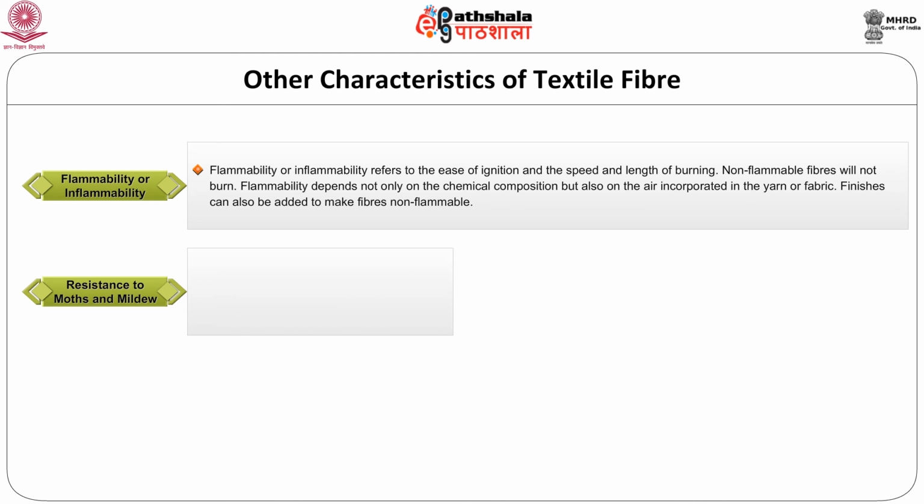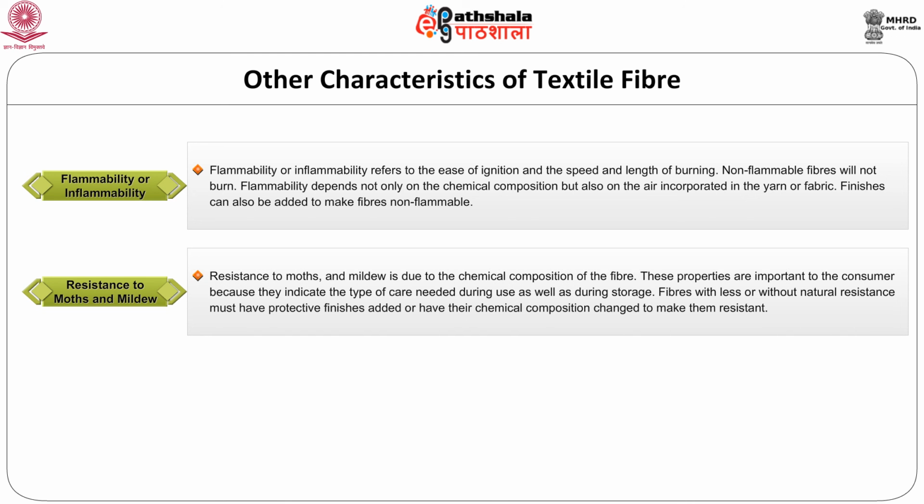Resistance to moth and mildew. Resistance to moth and mildew is due to the chemical composition of the fiber. These properties are important to the consumer because they indicate the type of care needed during use as well as during storage. Fibers with less or without natural resistance must have protective finishes added or have their chemical composition changed to make them resistant. Let us conclude this session with the following points.